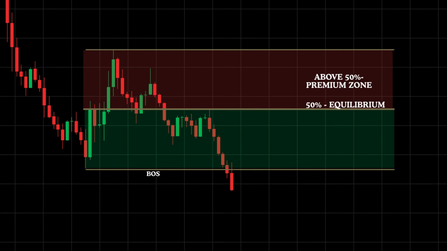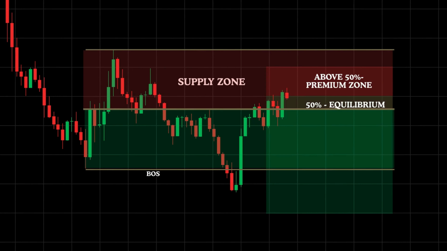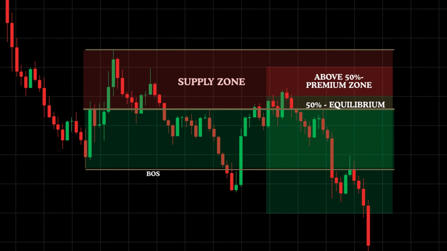If price retraces to the 50% level or higher, that's your premium zone, the sweet spot for looking to sell at a better price. So, to keep it simple, in an uptrend, you want to buy in the discount zone. In a downtrend, you want to sell in the premium zone. Once you start trading this way, combining market structure with premium and discount levels, your setups will make far more sense, and you'll feel much more confident when taking trades.